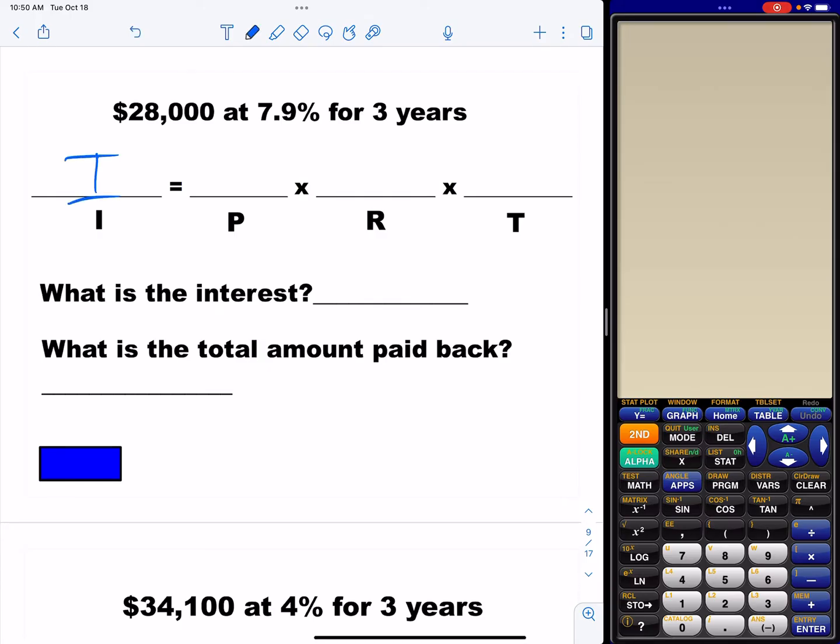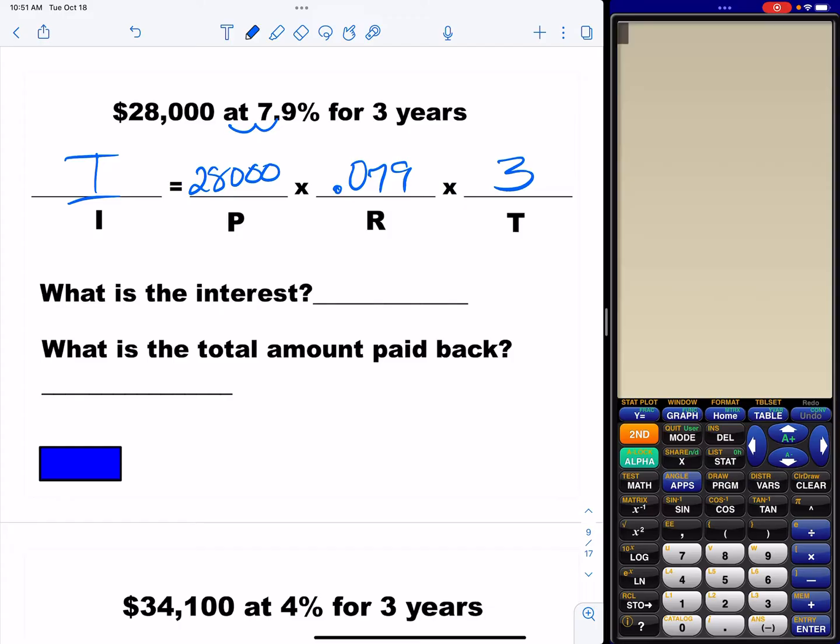That $28,000 is going to be our principal amount. That's the amount that I'm going to start with. Our 7.9% is going to be our interest rate. So I move the decimal over 2 places, and in my math problem, I'm going to write it as 0.079, because that's the usable format for our calculator. And then our time in this particular instance is 3 years.